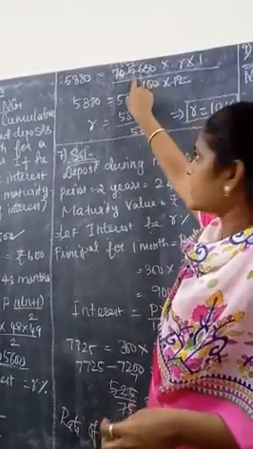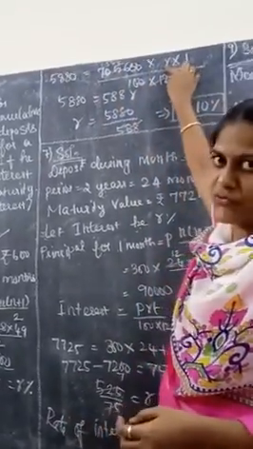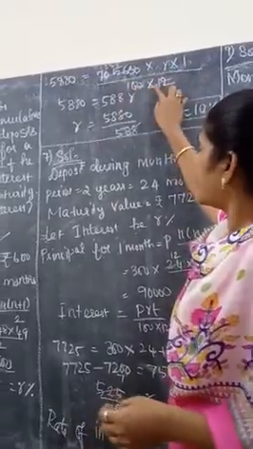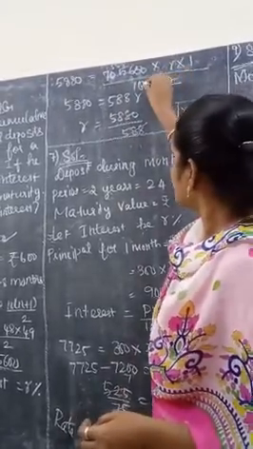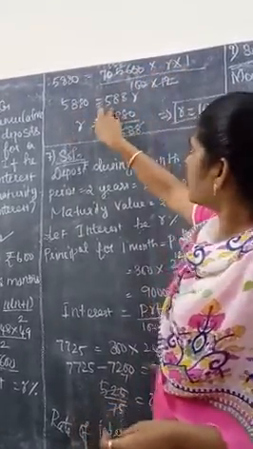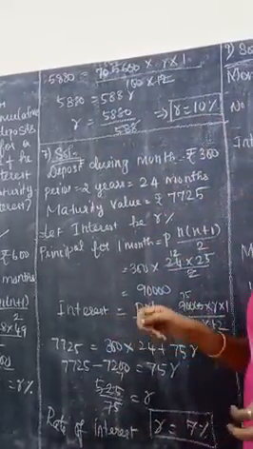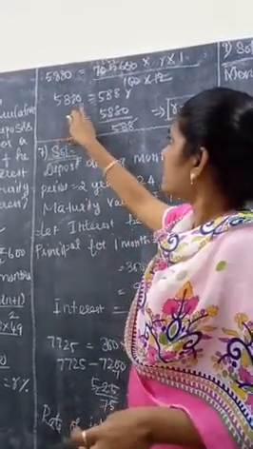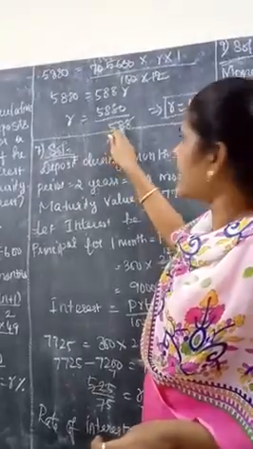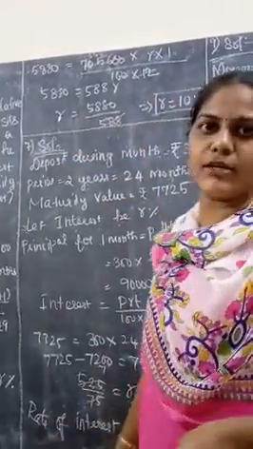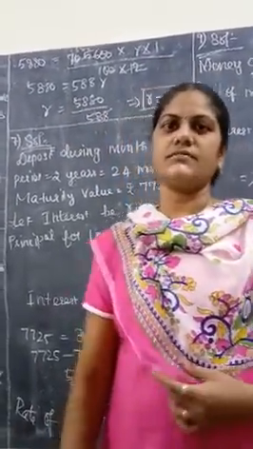So 5,880 equals the principal value, 7,05,600, into R into 1 divided by 100 into 12. Next, listen. Cancel the zeros. You will be getting 588 R. So 5,880 divided by 588, cancel it. You will be getting R equal to 10%. Okay, next is the 7th question.